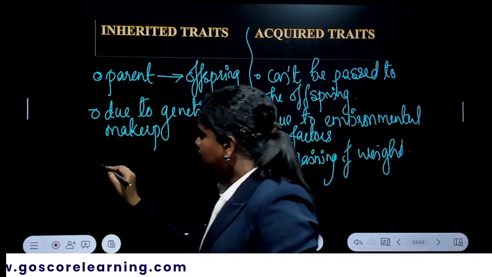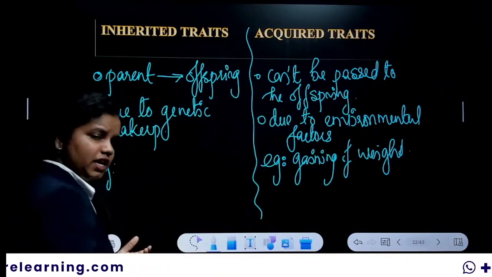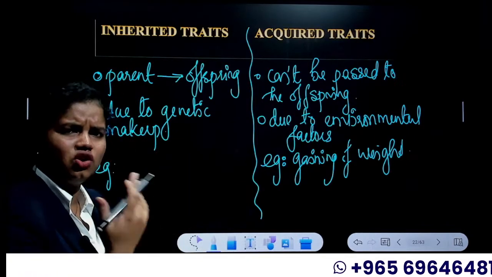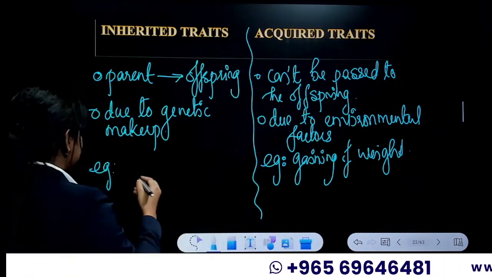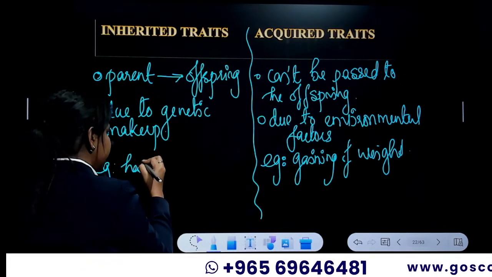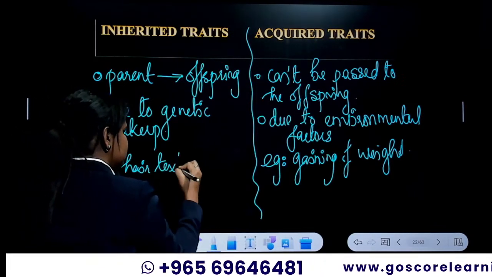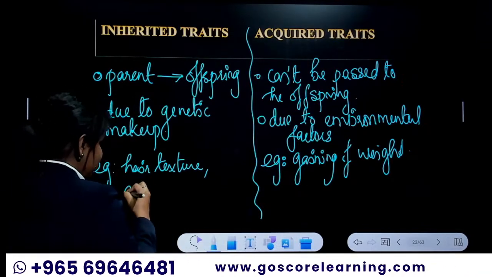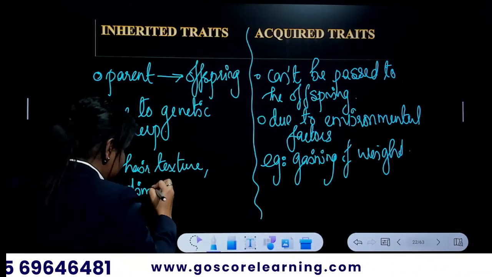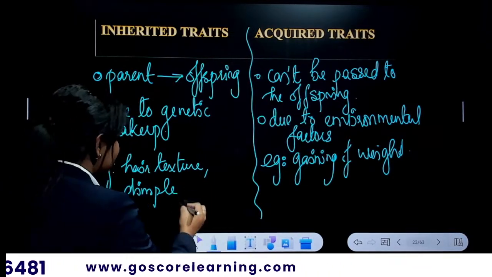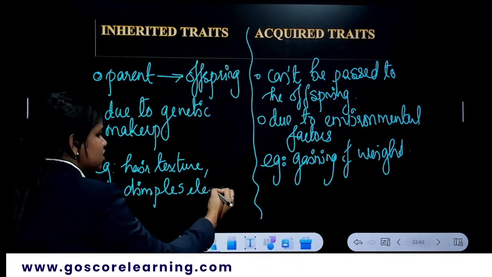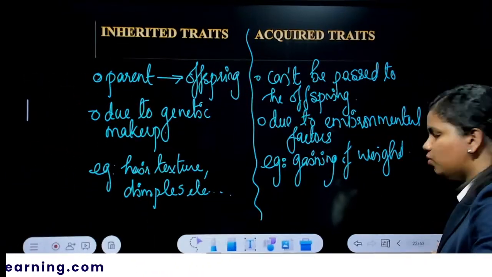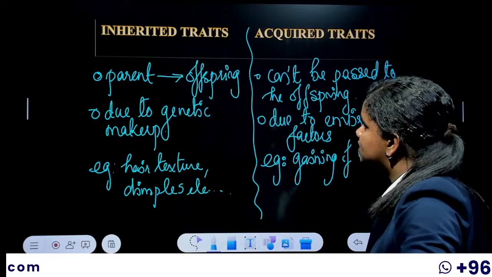And here, inherited trait, you can write anything, whatever qualities are there in your genes, any sort of enzyme. It can be your hair texture that you got from your father, maybe the dimple on your cheek, which you got from your grandma. These are all examples for inherited traits. I hope you got an idea about the acquired and inherited traits.